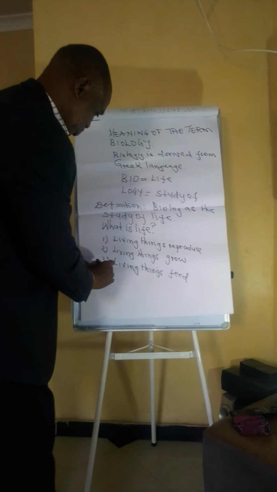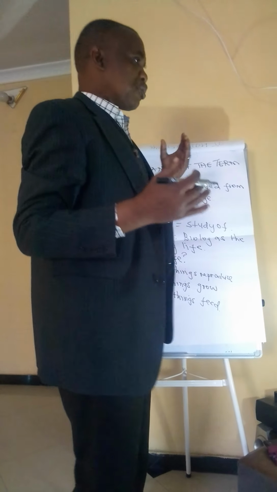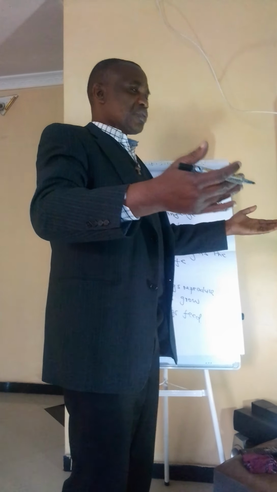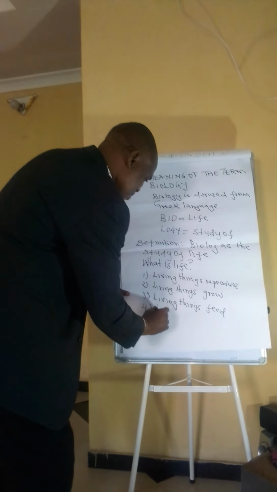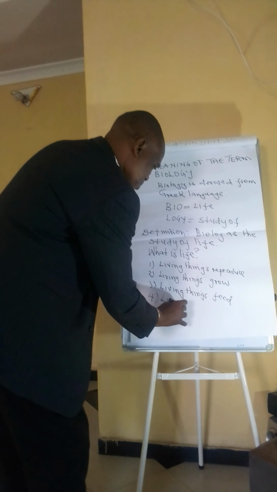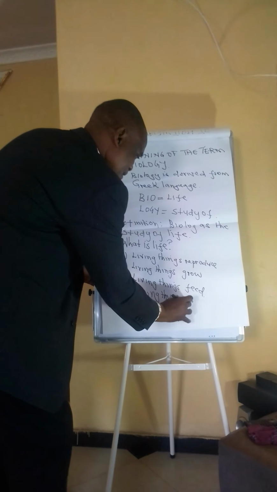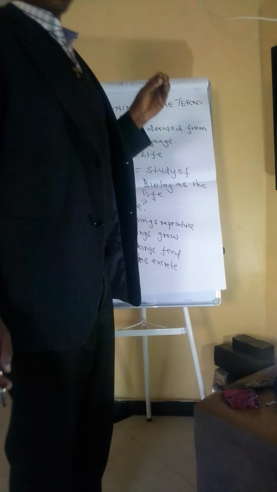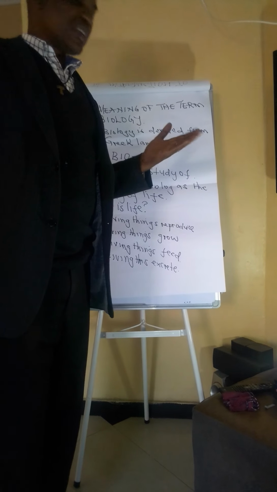And then number 4, after feeding, when you take in food, reactions take place in the body, then waste products are produced, and you need to remove these waste products from your body. Then we say that living things excrete. Excretion is the removal of waste products of metabolism, those toxic substances that come as a result of metabolism, chemical reactions in the body.